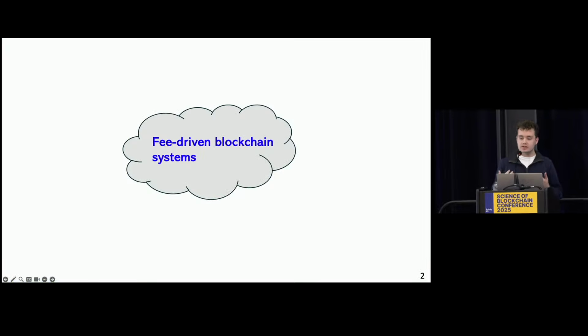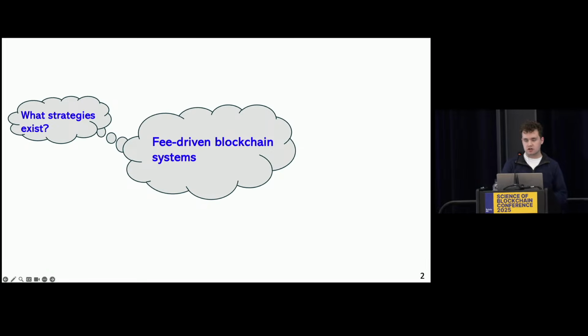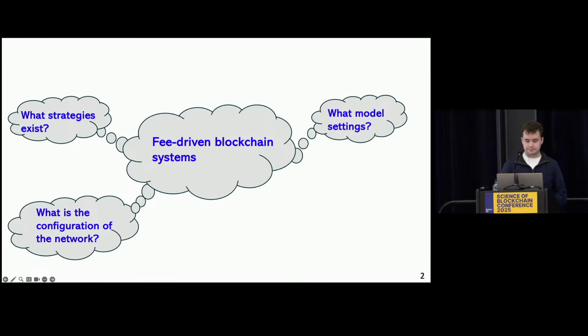First, I want to tell you about our real motivation behind how we decided upon this work. We were looking at fee-driven blockchain systems that offer distributed services, and we were thinking about what happens when block rewards disappear and rewards are purely based on transaction fees. One of the first things we thought about was the impact of selfish mining and its effect on security under this regime. This led us to start looking into the space to understand what strategies exist, what the different model settings are, and what the various configurations of the network are.